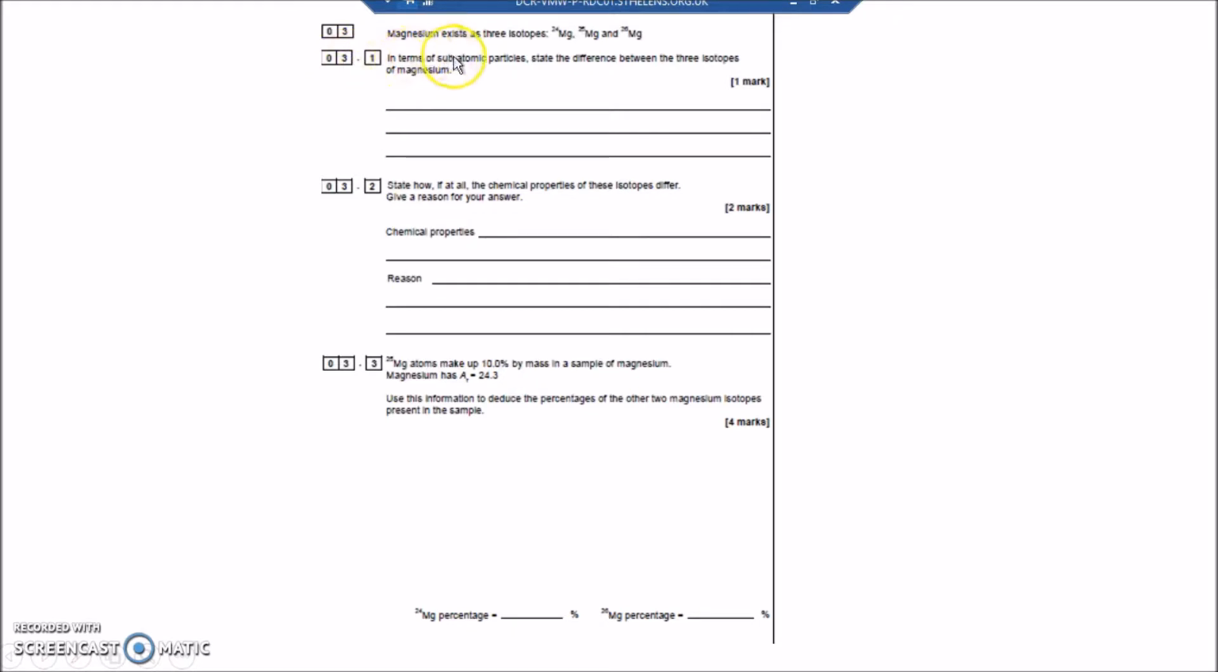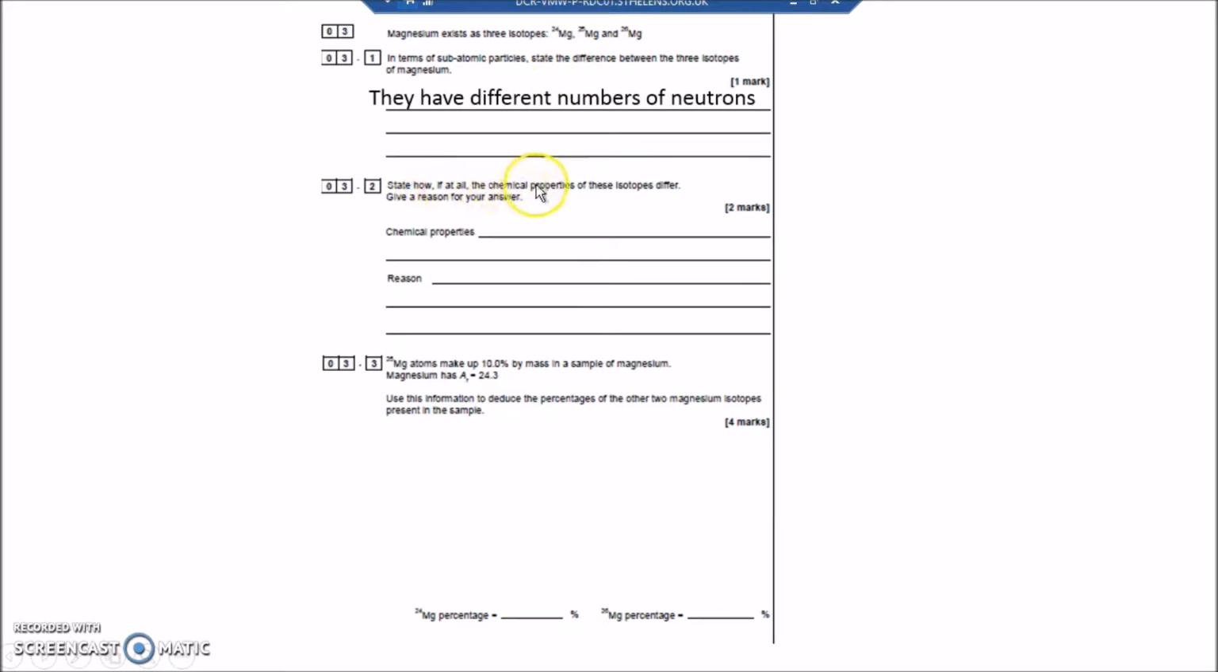Question 3. In terms of subatomic particles, state the difference between the 3 isotopes of magnesium. Well, the reason they've got 3 different mass numbers, and yet they've all got the symbol magnesium, is that they've all got the same proton number or atomic number. They've got the same number of electrons and protons. But the reason they've got a different mass number is because they've got different numbers of neutrons.